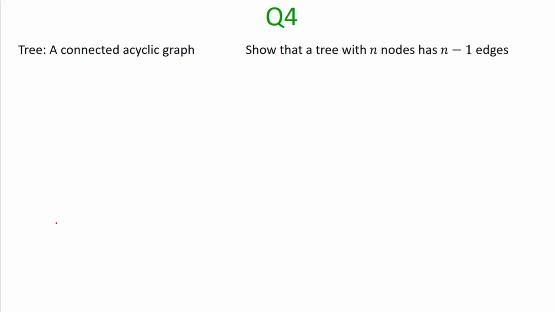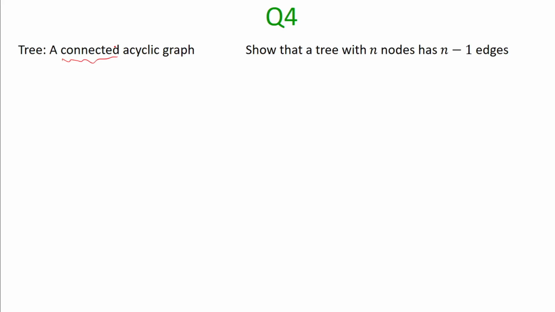Right. So now let us go to question number 4. In question number 4, we have given the definition of a tree. So a tree is a connected acyclic graph. That means it is a graph which is connected, that means you take every pair of distinct nodes, there will be a path, and it is acyclic. That means the graph has no cycle.